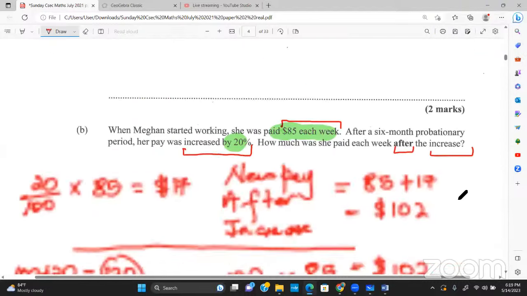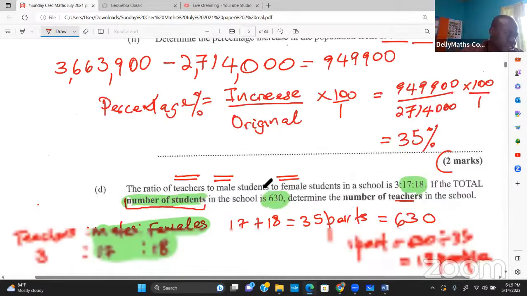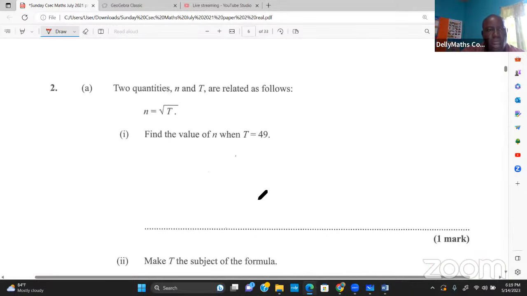Thank you. All right, let's continue with the next question. So we're at number 2. Number 2 is normally where the algebra comes in, right? So it says 2 quantities, n and t, are related as follows. So n is equal to the root of t. Find the value of n when t is equal to 49.